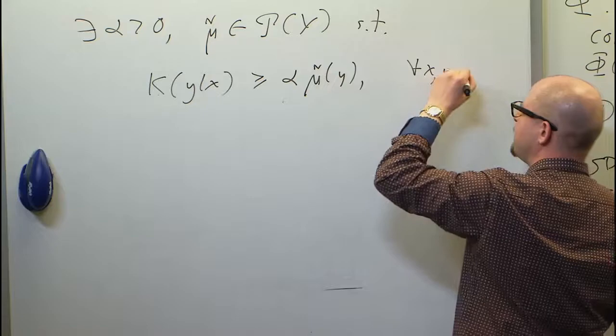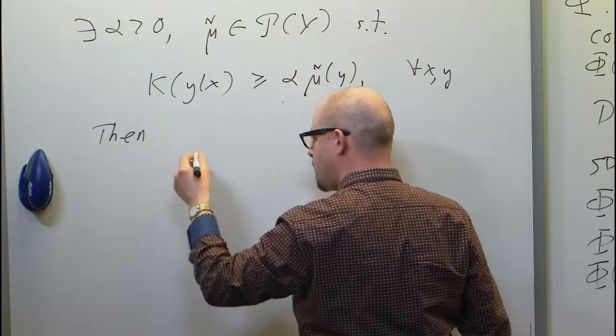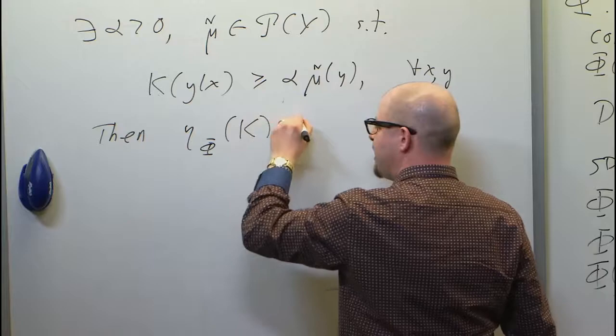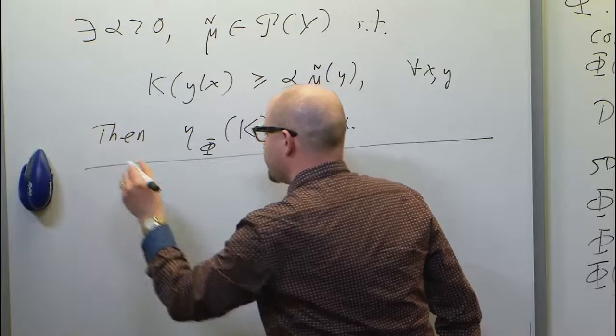Then we can just show that for any eta, phi of k is less than 1 minus alpha. And the way you prove it is a nice information theoretic proof.